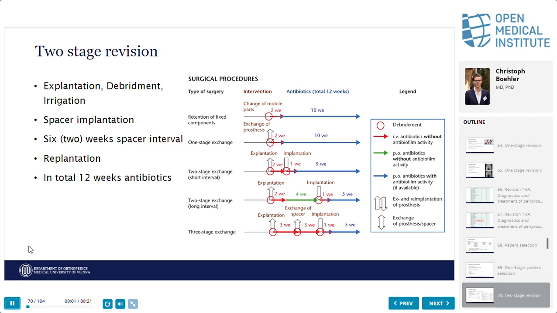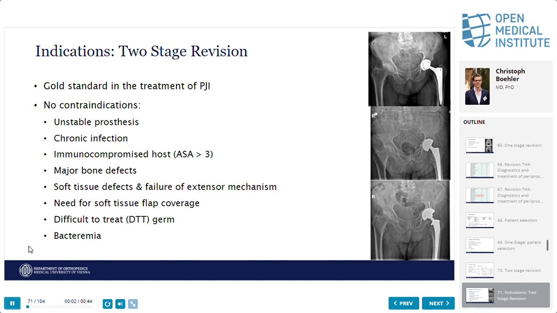So two-stage revision, you all know the concept: explantation, spacer implantation, 6 weeks or 2 weeks, then reimplantation, and in total 12 weeks of antibiotics. As I said before, streptococcus, for example, you have to give, there's a study now coming out, 12 months of antibiotics, because these are really hard to treat. The indication, for us, it's still the gold standard in the treatment.